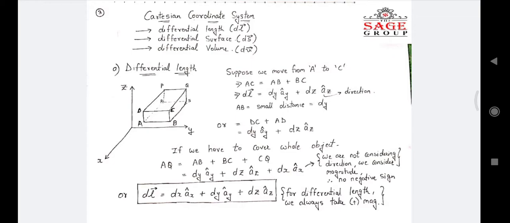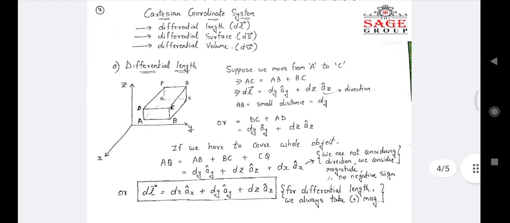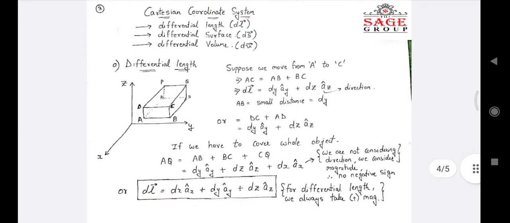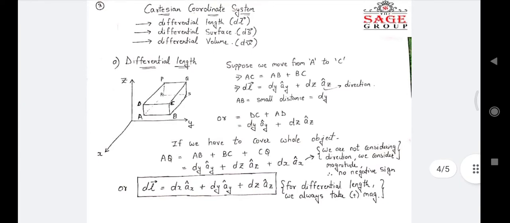Now in today's session, the first one is the differential length, that is, how to find out the differential length. So I have placed one differential object in the 3-axis coordinate system, that is the Cartesian coordinate system, and you can easily see that it is three-dimensional. ABCD is a face which we can see from the front side, and PQRS is the face at the end. So we have placed it across the YZ axis.